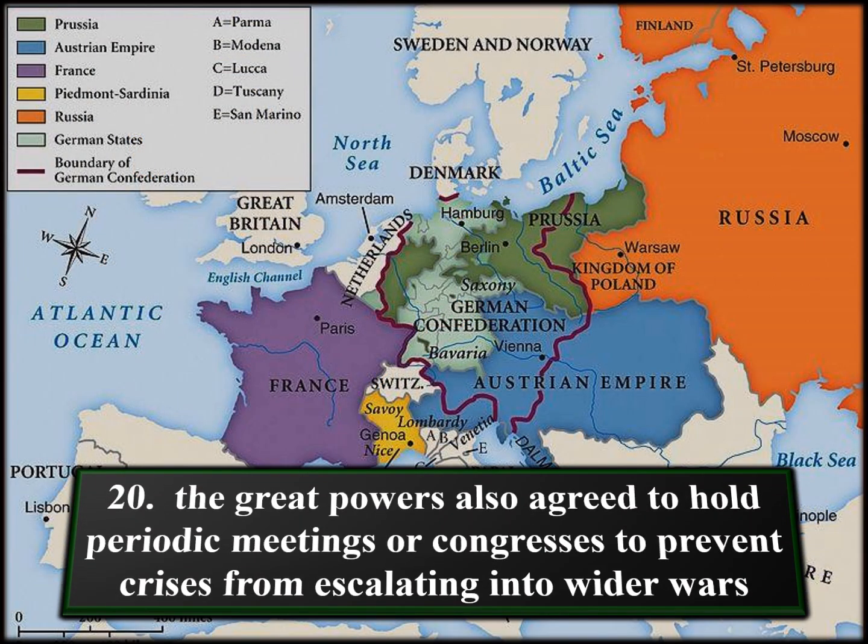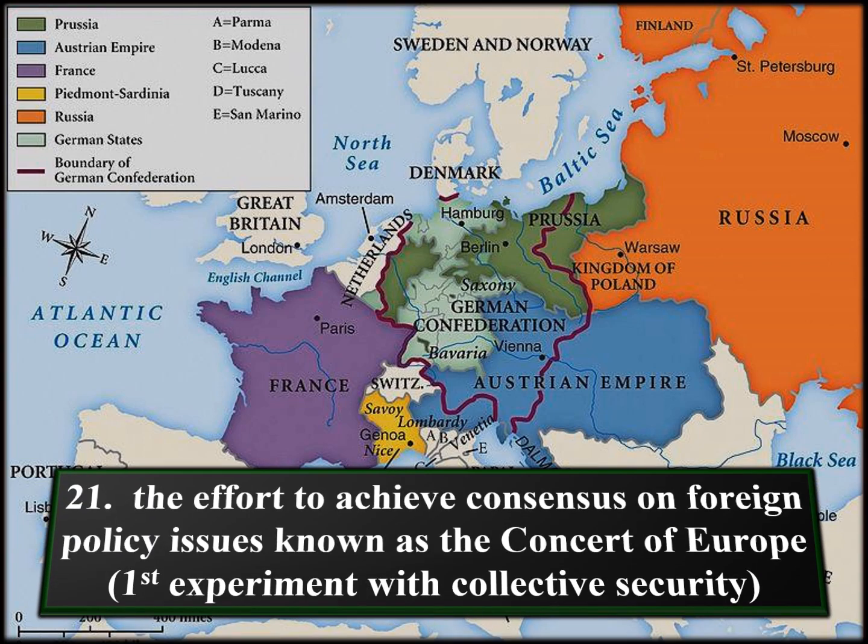The great powers also agreed to hold periodic meetings or congresses to prevent crises from escalating into wider wars. This will be the beginning of what will be known as the Concert of Europe. They all agreed that they would come together and put down any kind of skirmishes that may pop up. The effort to achieve a consensus on foreign policy issues is known as the Concert of Europe. This is the first experiment with collective security.